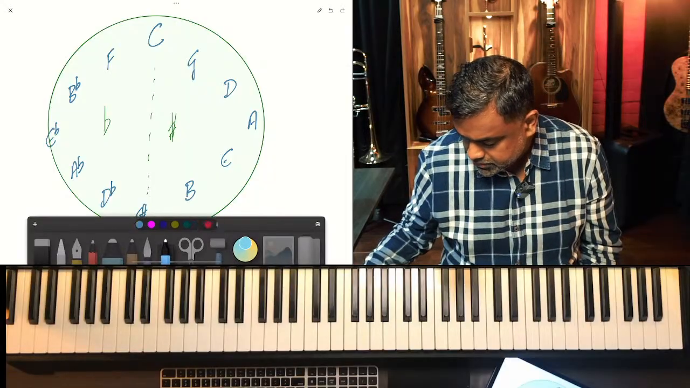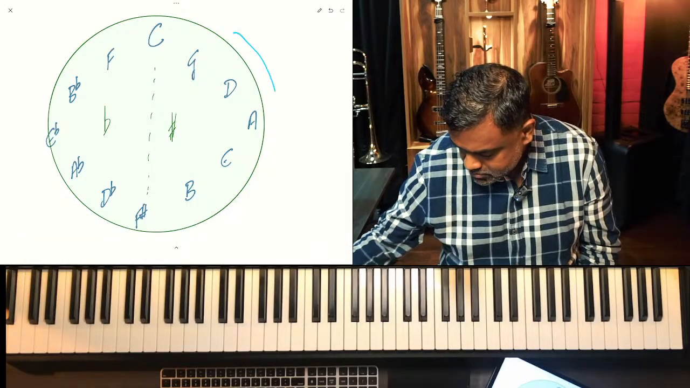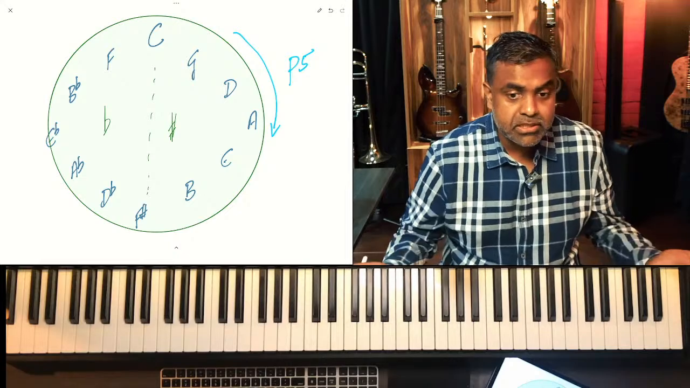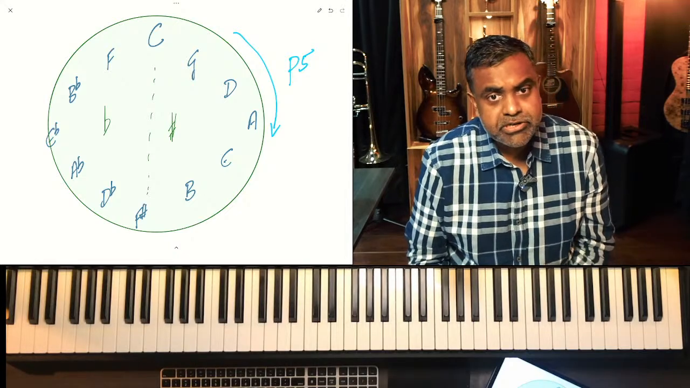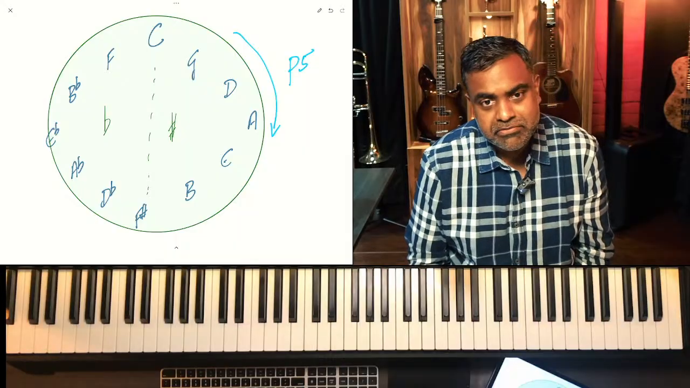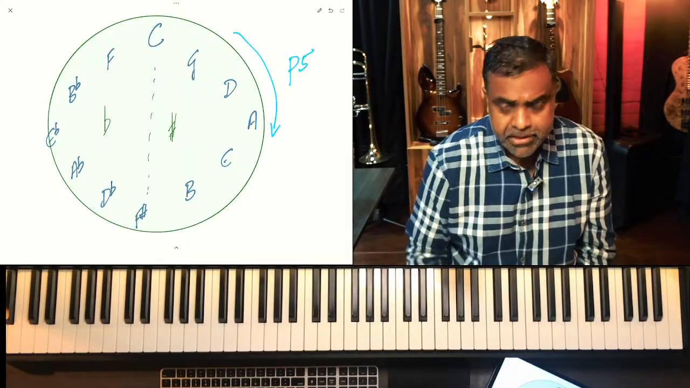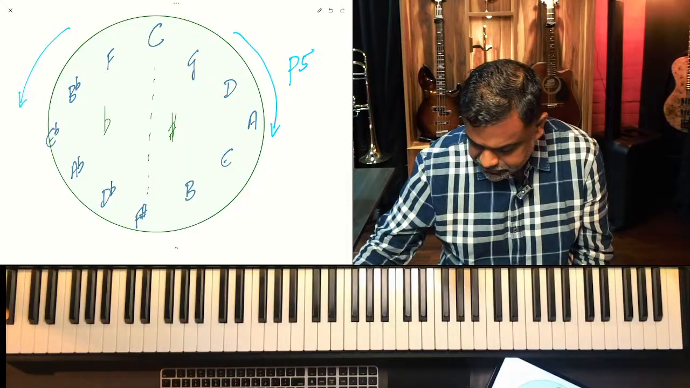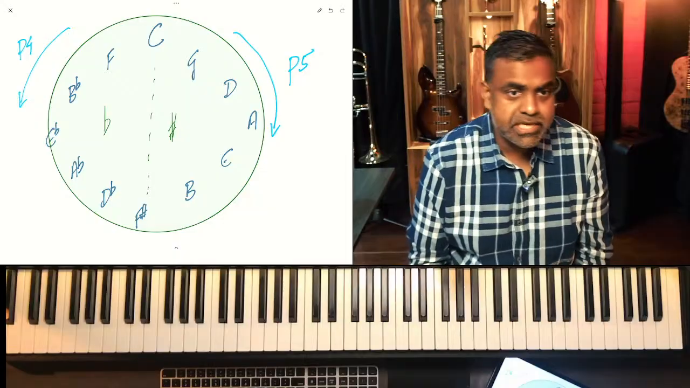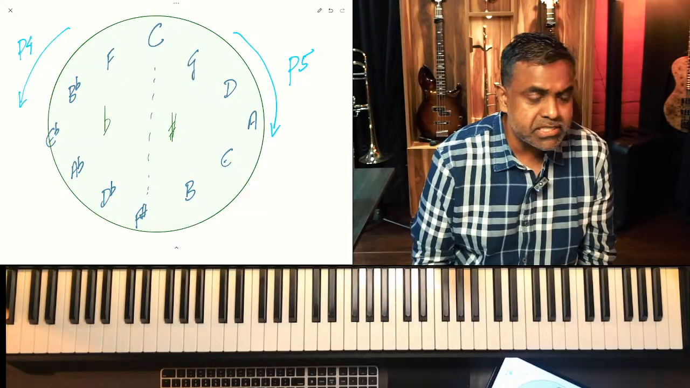So if you would like to learn a perfect fifth interval, all you have to do is memorize the circle of fifths, because that's all it is. So C's perfect fifth is G, G's perfect fifth is D, D's perfect fifth is A, and so on and so forth. And if you'd like to remember perfect fourths, there we have it. C's perfect fourth is F, and then F's perfect fourth is B flat.